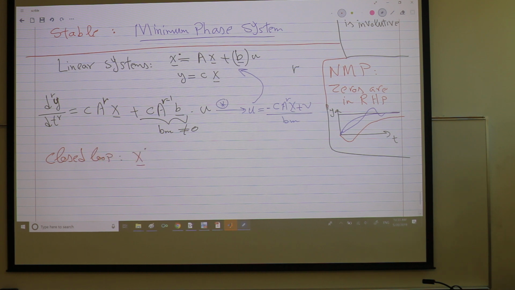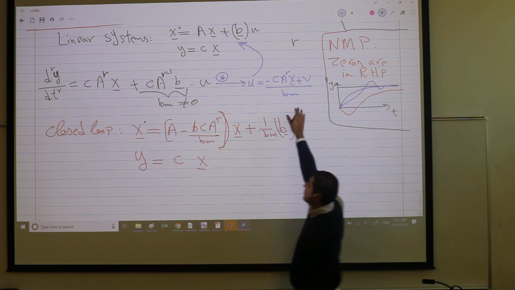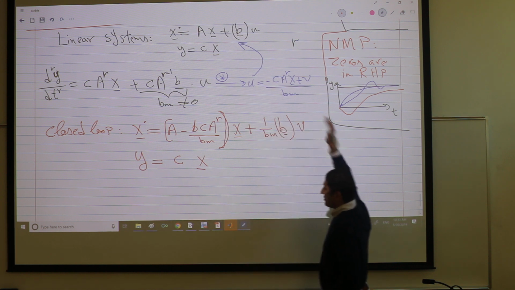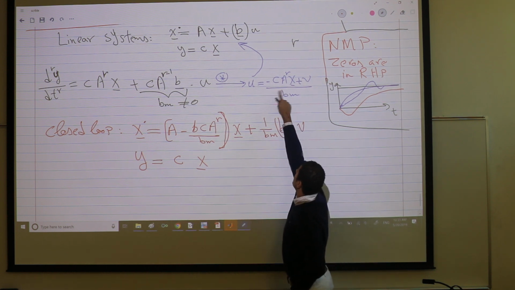So the closed loop system is x dot equals a x plus bu, so A plus the B times this guy, so this is actually B CAR divided by this is scalar, this is a matrix times x plus B times u, so again 1 over Bm, B as a column, v, and y is Cx. So all what I did is just I introduced this control law, which is coming from our philosophy of input-output linearization, feedback linearization. I just introduced this control law, feedback. Here's the feedback gain, CAR.